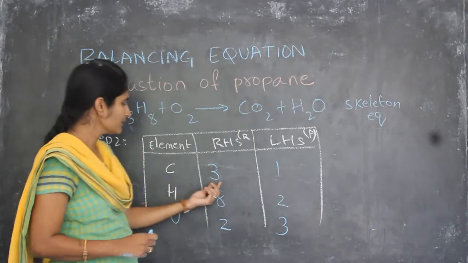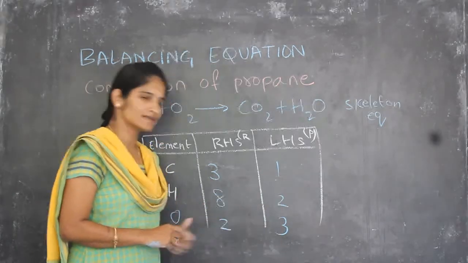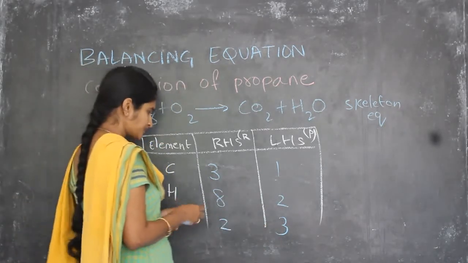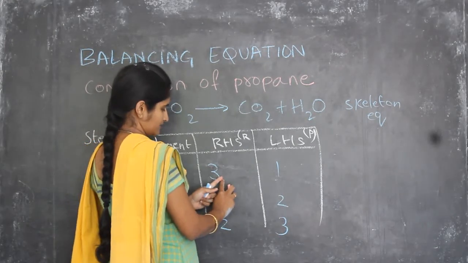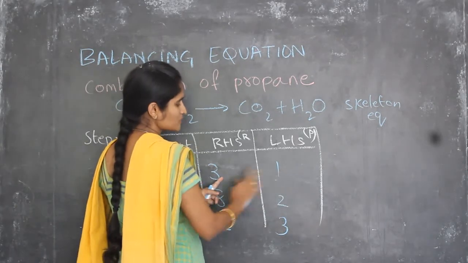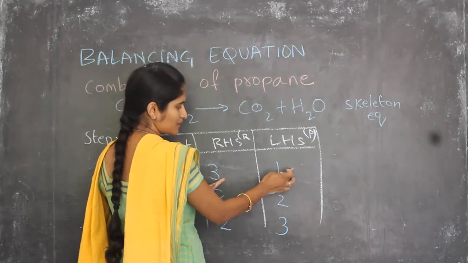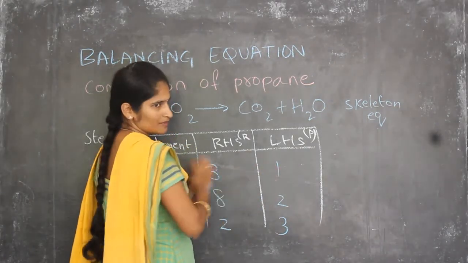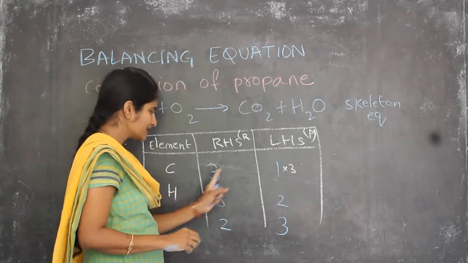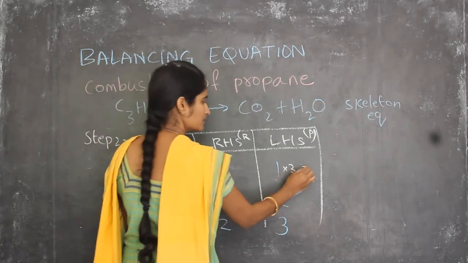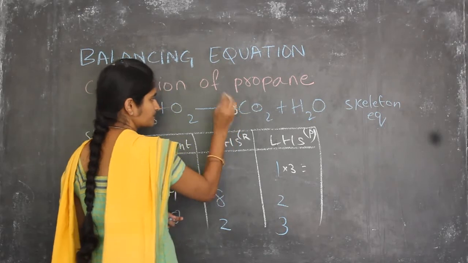Second step we will do. Now consider here it is 3, here it is 1. Here it is 8, 2. First we will see with carbon. Here carbons are 3, here it is 1. So where do I have to change? I have to change here. Why? Because if I increase the number of carbon atoms here, then both will be the same. So I will multiply this with 3 so that I will get 3.